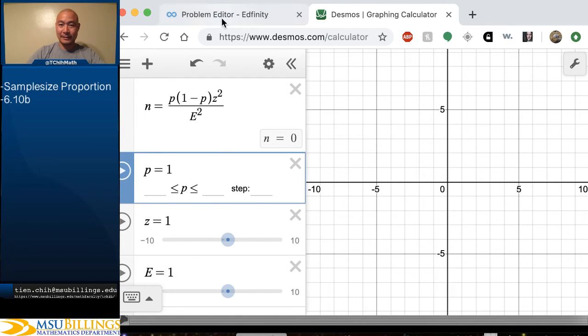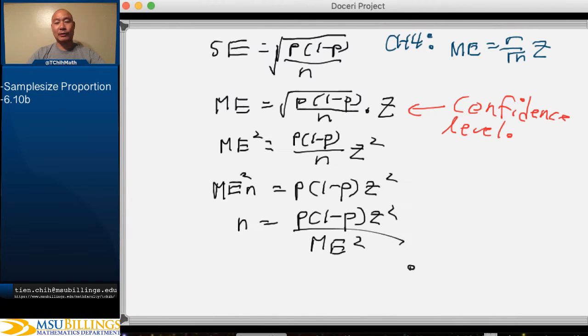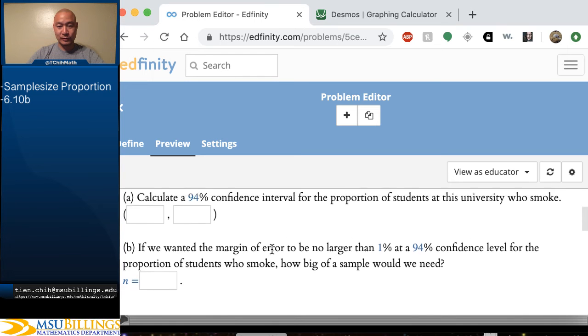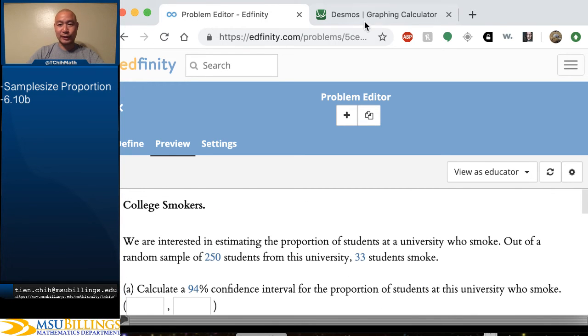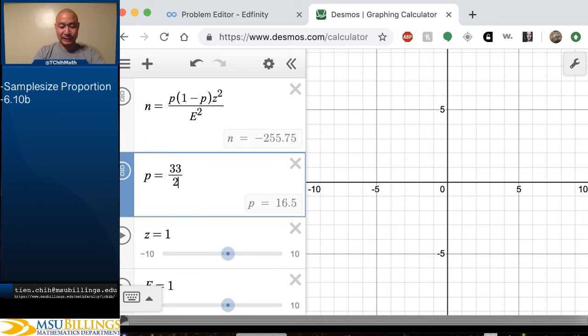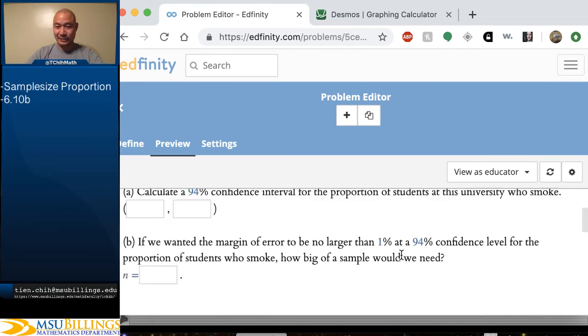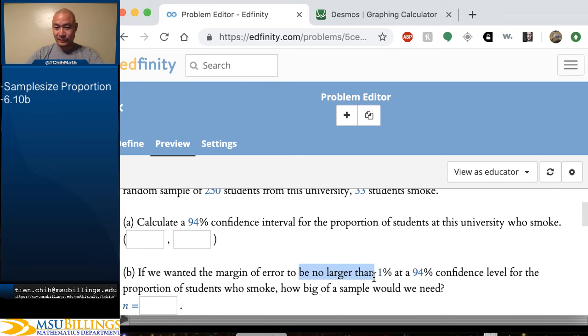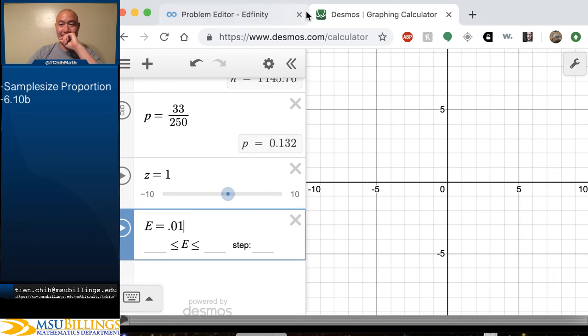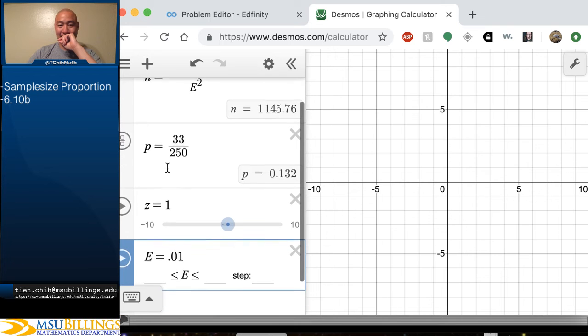So the estimated proportion of people who smoke is 33 out of 250. That's going to be our estimator for the proportion. That gives us our p-value, 33 out of 250. For z, we'll get that in a second. The margin of error is 1%, right? Because that's what's stated and given to us as the margin of error. What it needs to be is at most 1%. So that gives us p and e.